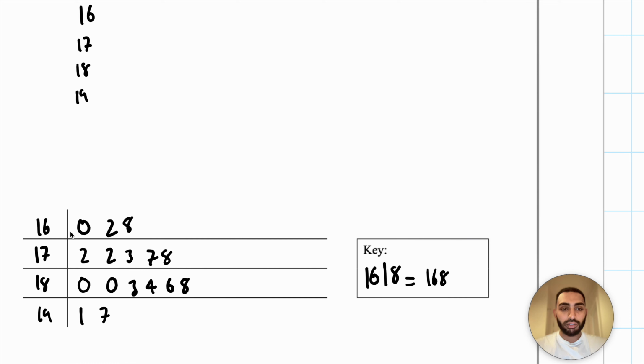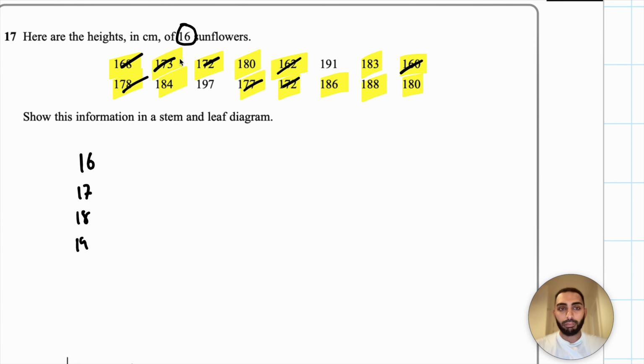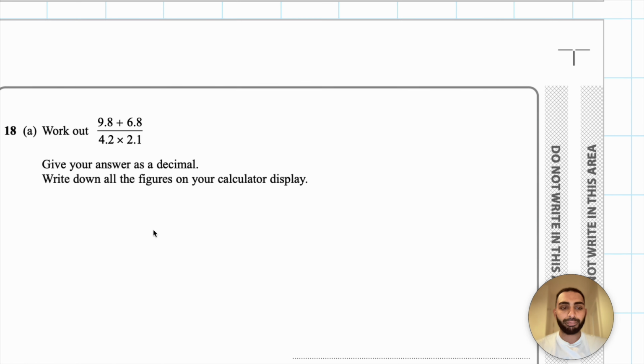One way you could check it, just make sure that they're going up in ascending order: 0, 2, and 8, 2, 2, 3, 7, 8, 0, 0, 3, 4, 6, 8, and 1 and 7. So that looks correct. And just check, do I have all 16? So I have 3 there, 4, 5, 6, 7, 8, 9, 10, 11, 12, 13, 14, 15, 16. So I've correctly put 16 pieces of information into there.